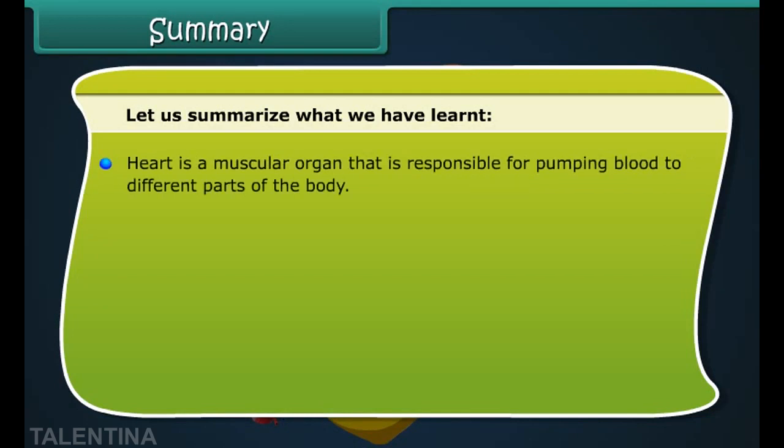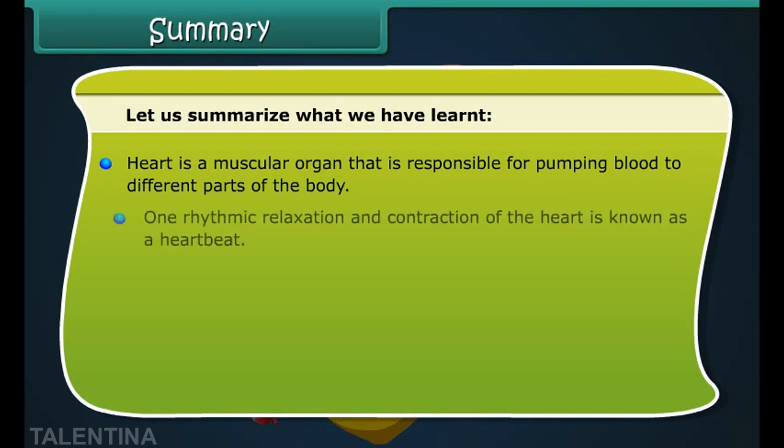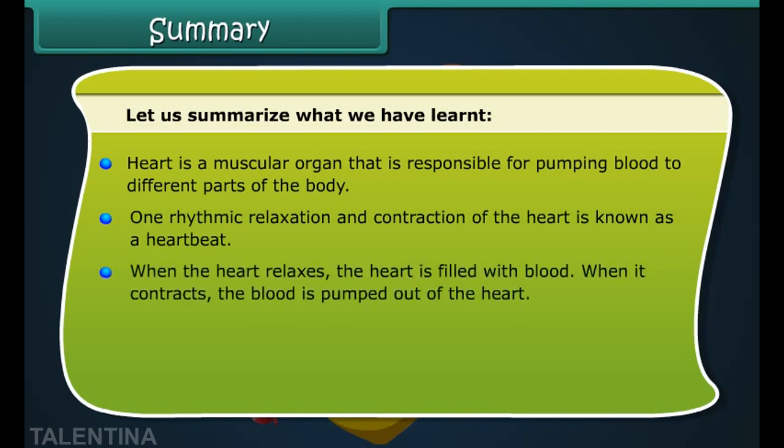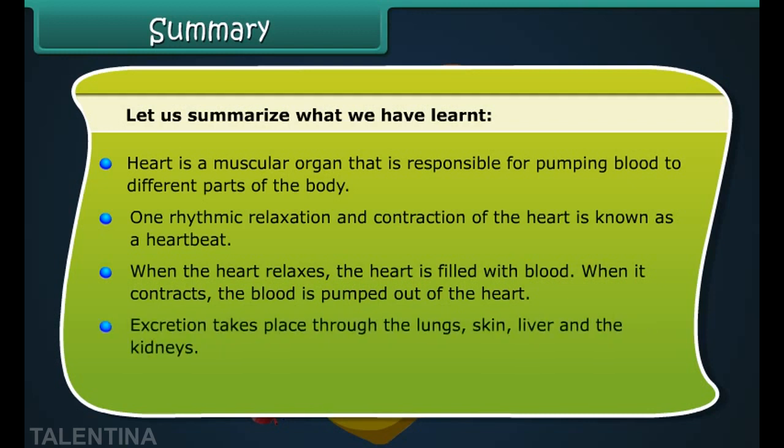Heart is a muscular organ that is responsible for pumping blood to different parts of the body. One rhythmic relaxation and contraction of the heart is known as a heartbeat. When the heart relaxes, the heart is filled with blood. When it contracts, the blood is pumped out of the heart. Excretion takes place through the lungs, skin, liver, and the kidneys.